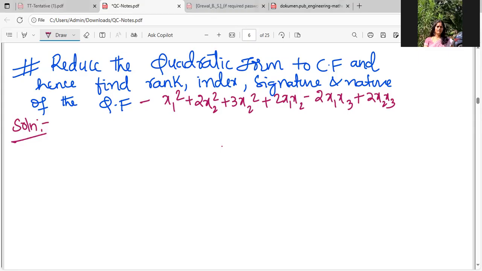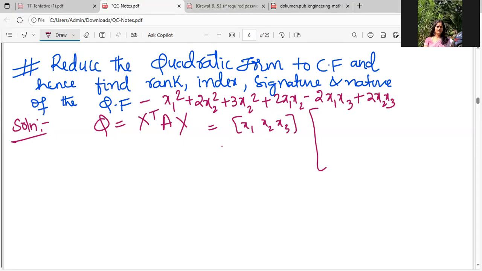Today we'll see how to solve a problem on reducing a quadratic form to canonical form, using congruent transformation or linear transformation. Any quadratic form can be written as X transpose AX. Here capital X is nothing but x1, x2, x3.